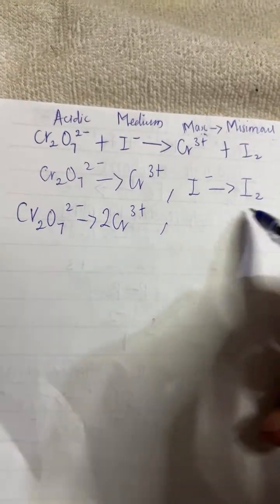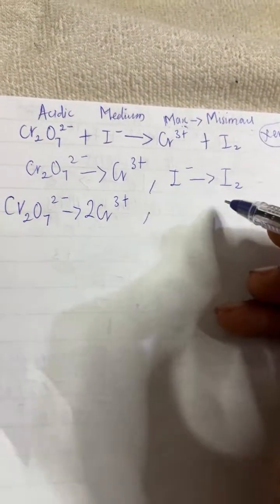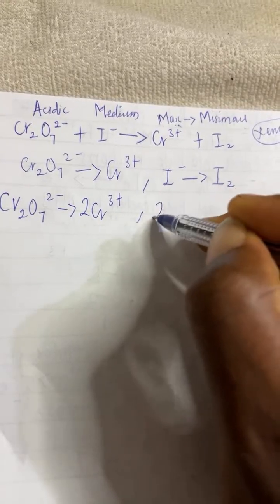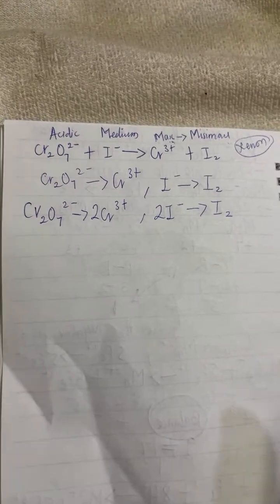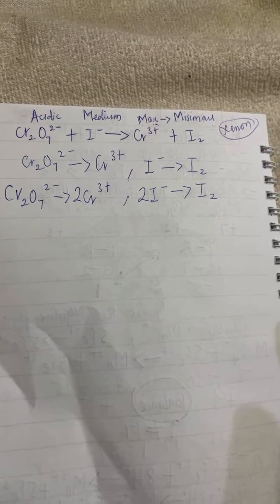So you will master it then. If you want to balance this iodine, you need to add 2 moles of iodine here at the right-hand side, so it can balance with the product side. Right? Are you guys following me?